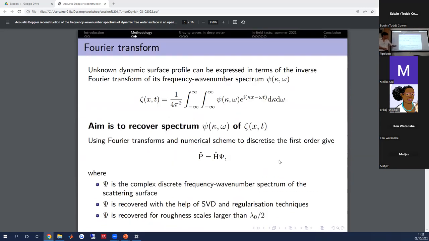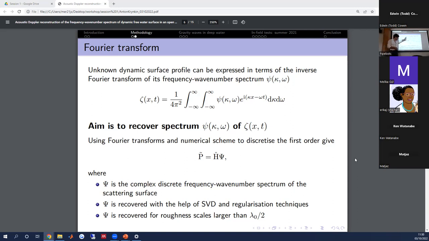So what they do basically, first of all, they expand the surface elevation with the two-dimensional Fourier transform in wave number space and in frequency space. The wave number here effectively is not the acoustic wave number, but the wave number for the waves traveling on the surface. Okay, this is gravity and capillary waves.